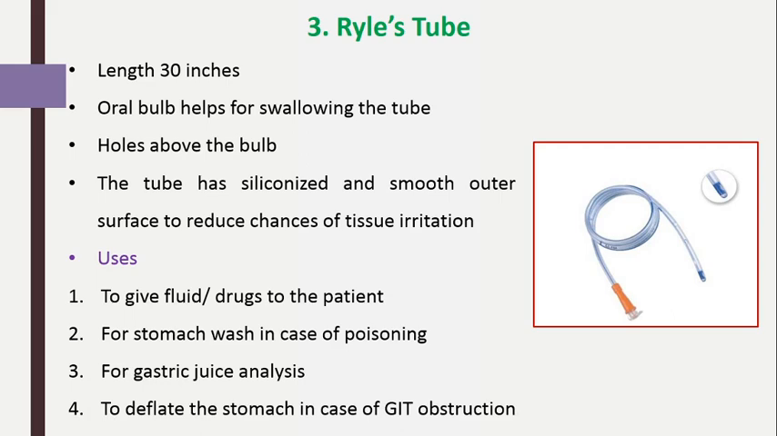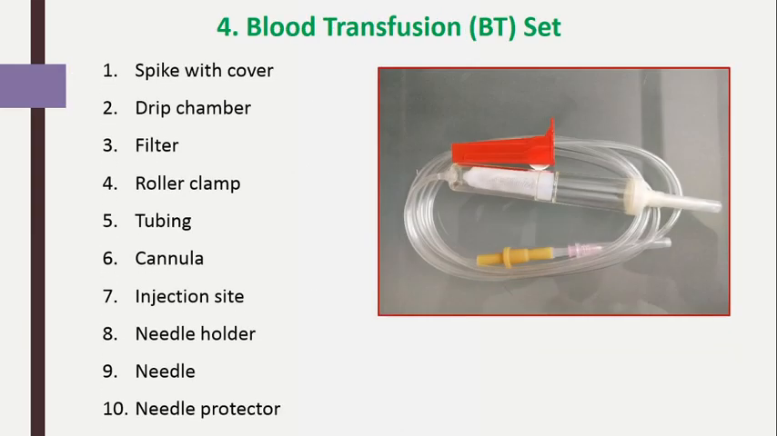Let's move to another surgical item. Here we will see the blood transfusion set, that is the BT set. The BT set is made up of plastic material and it is sterile, and its pathway is non-pyrogenic. It is non-toxic and is used for a single use only. So this particular blood transfusion set is used once.